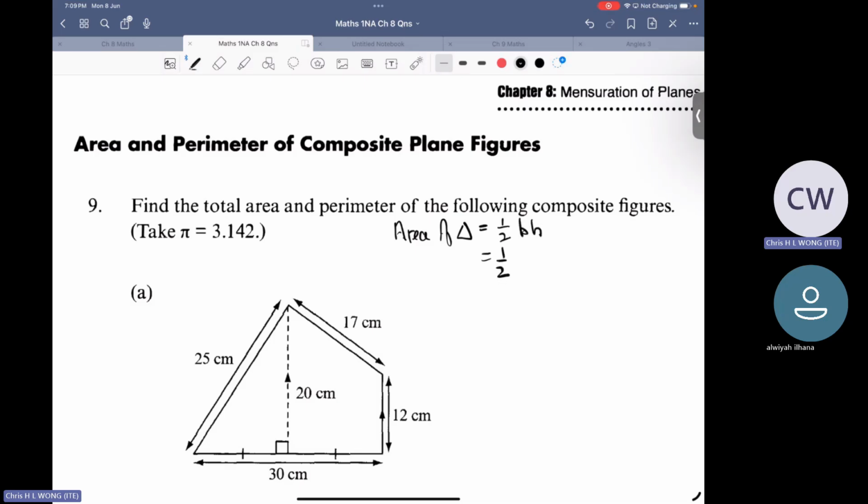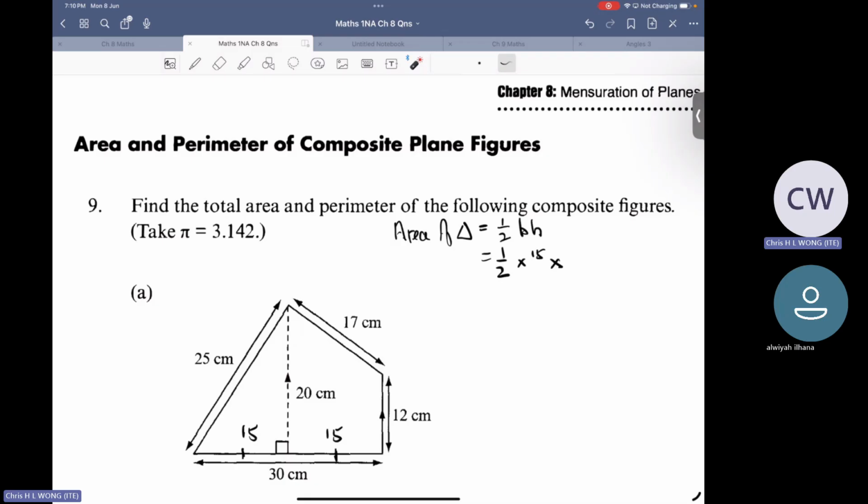Half times, what is base? 15, because this is half, right? 30, 30, so this is 15. This is 15. So the base is times 15. What is the height? But how do you know that one is the height? Why do you tell me that this is height? What's the reason?